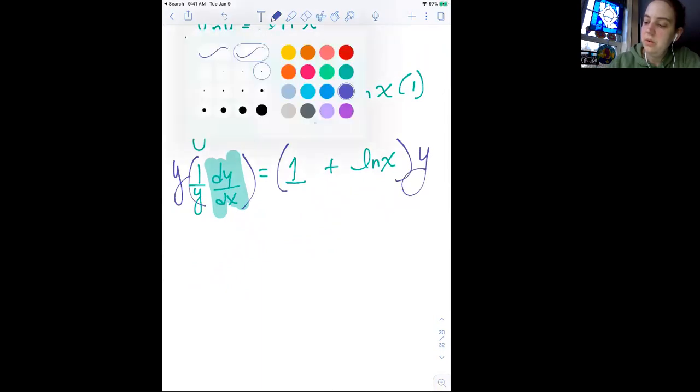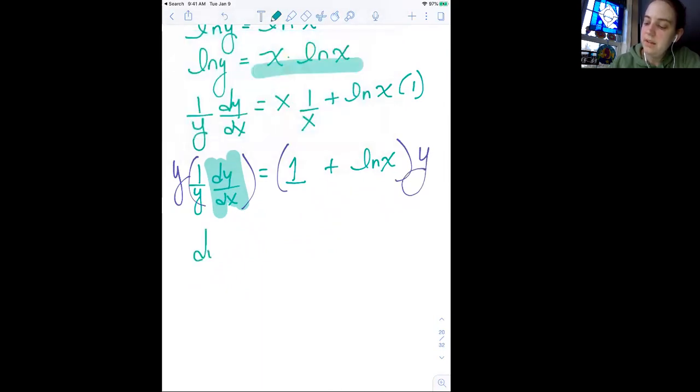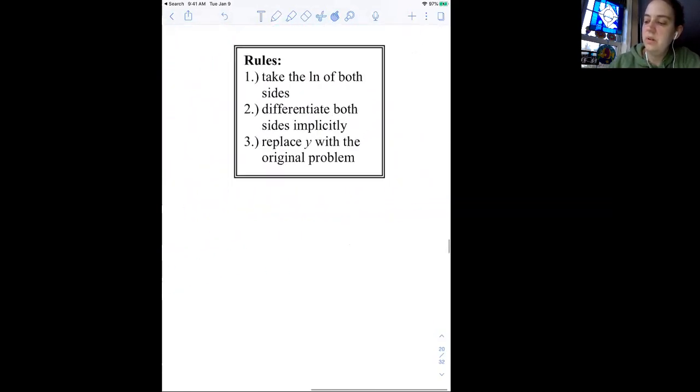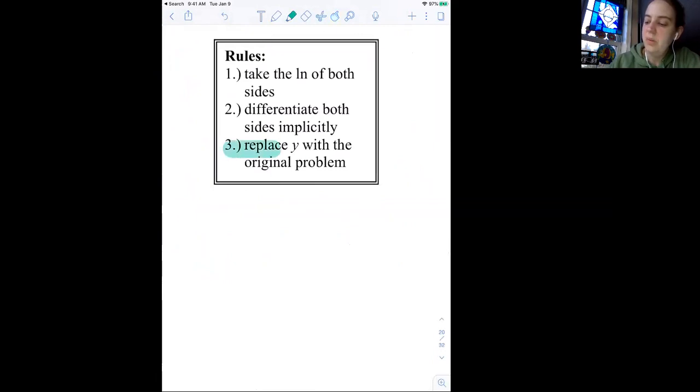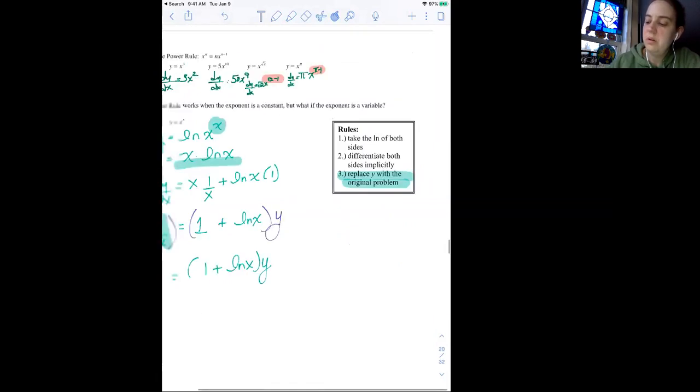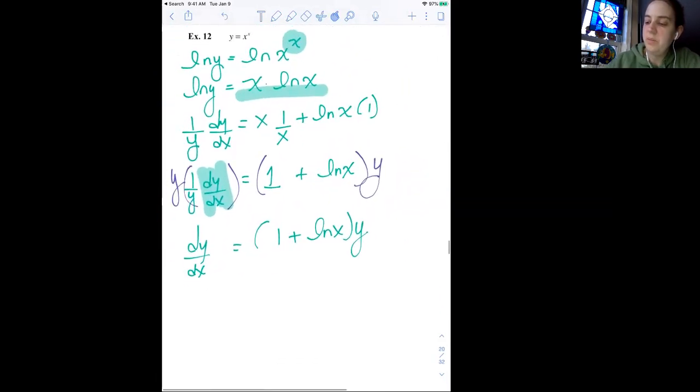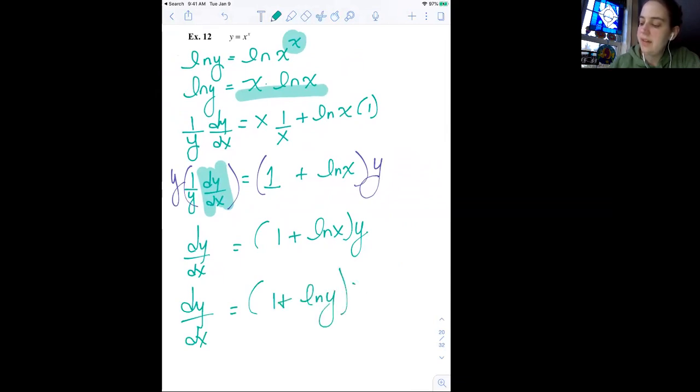So dy/dx is equal to 1 plus natural log of x times y. If you come back over here to our rules, this very last step, replace y with the original problem. Well, we need to replace y with the original problem. So dy/dx is equal to 1 plus natural log of x, times y, and I replace y with x to the x. There you go.